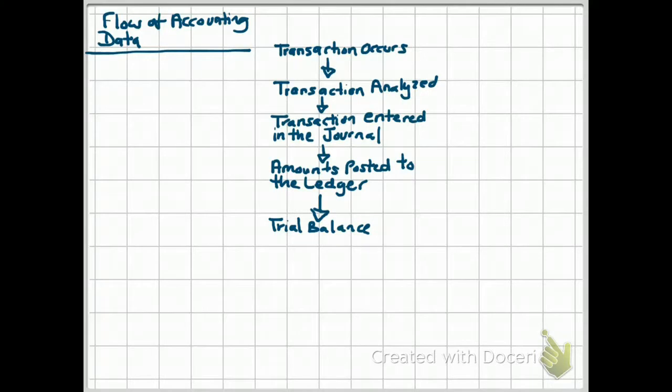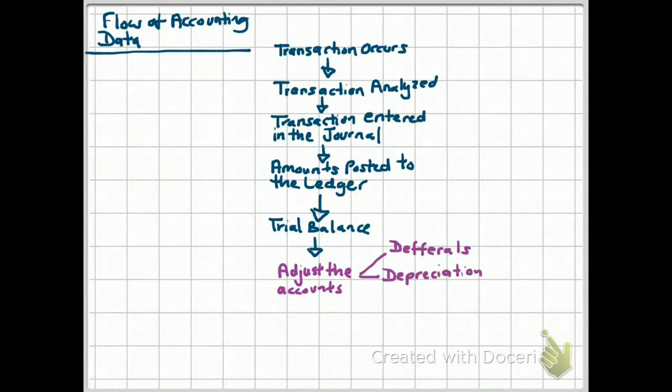However, if we are preparing accounts using the accrual method, we have to do a few more steps before we can prepare our financial statements. So after we prepare the trial balance, our next step is to adjust the accounts. Now, there are three types of adjustments: deferrals, depreciation, and accruals, and we're going to talk about that next.